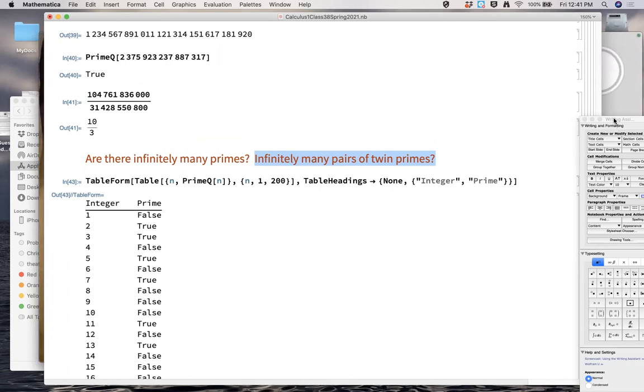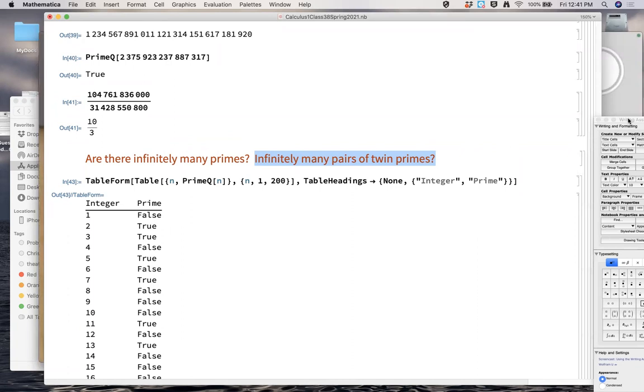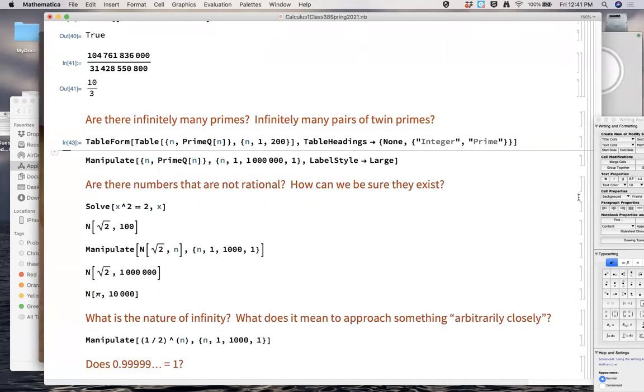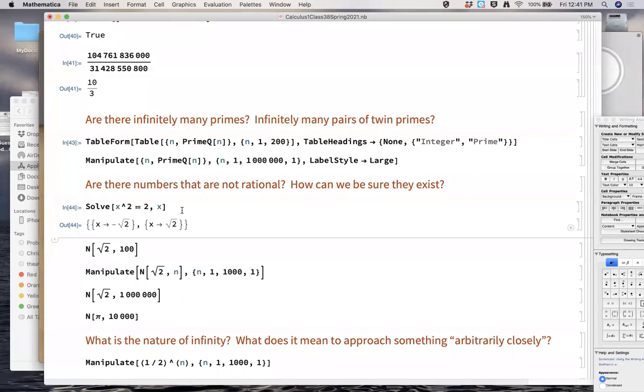Math actually has a lot of questions that nobody has ever figured out the answer to. And that's what pure mathematicians do as research, is they try to figure out answers to those questions. Are there numbers that are not rational? How can we be sure they exist? Have you heard of irrational numbers? Like square root of 2?